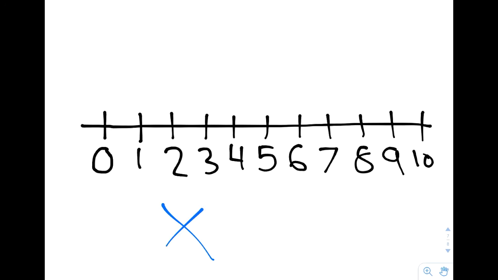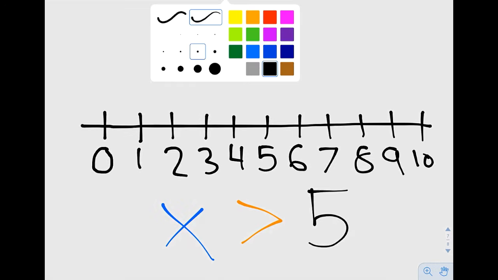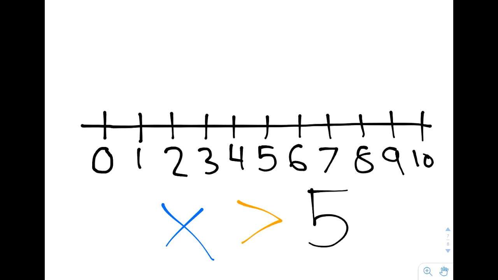Let's say our inequality was x is greater than 5. First, place an open dot on 5. Next, draw an arrow pointing to the right. The reason we are pointing the arrow to the right is to show that all numbers that are greater than 5 are included in the set, like 6, 7, 8, 9, and 10.